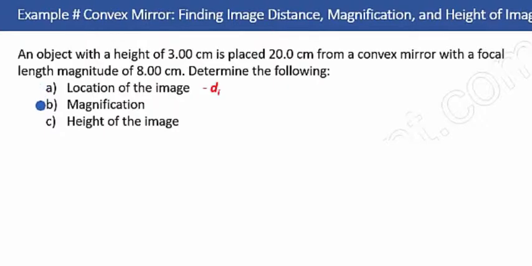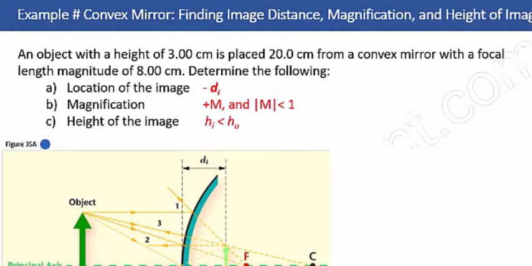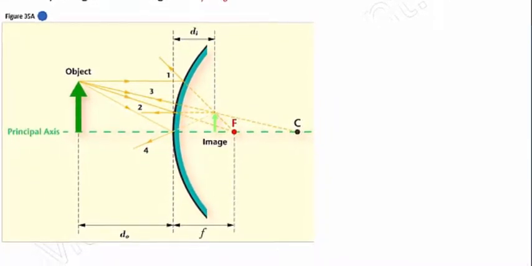Secondly, the magnification of the mirror should be positive, thus we expect the image to be erect. And the magnitude of the magnification should be less than 1, since the image distance's absolute value is less than that of the object distance, which in turn results in a reduced image. If the image is reduced, then the height of the image will be less than the height of the object. All right, let's take a closer look at our scenario, and for that we'll use figure 35A.